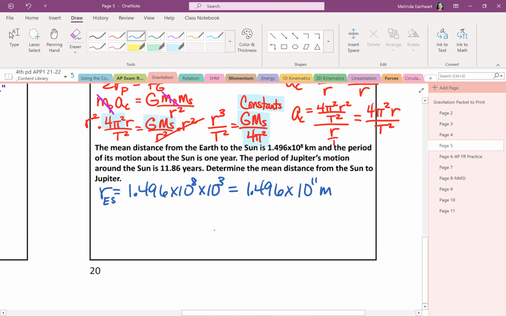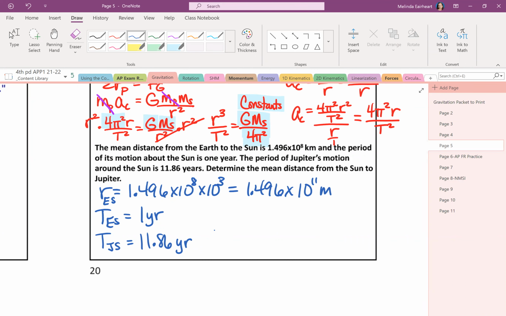And that's in meters. And it says the period is 1 year, which I think we can keep in terms of year with Kepler's law because we don't really calculate Newtons or anything. The period of Jupiter around the Sun is, they tell us, 11.86 years. Determine the mean distance from the Sun to Jupiter. And so using Kepler's law, we know it's that ratio of R cubed to T squared. And so R cubed of 1, T squared of 1, and we can make them Earth. And then radius of Jupiter cubed to period of Jupiter squared. Just make sure it's the radius that's cubed, not period. And so plug in what we know.